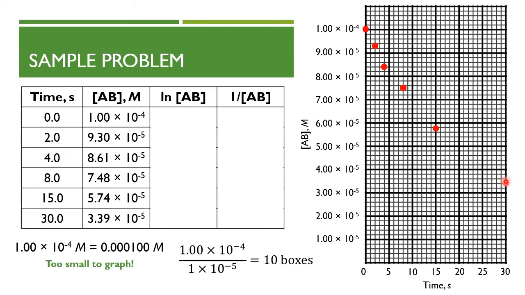Now, in order to determine whether this reaction is zero order or not, we take this graph and we make a straight line from the first data point, trying to connect through the middle of all of our dots that are coming after.